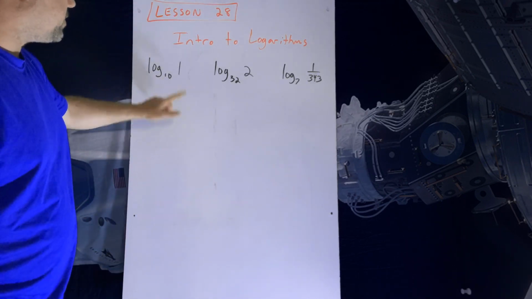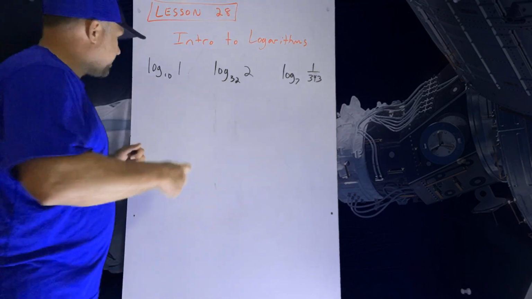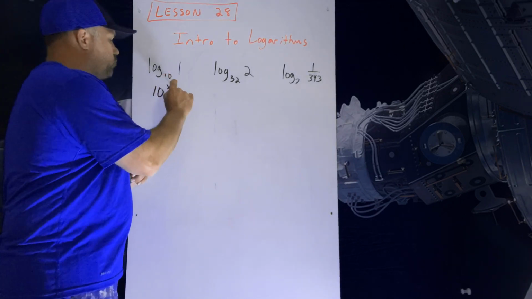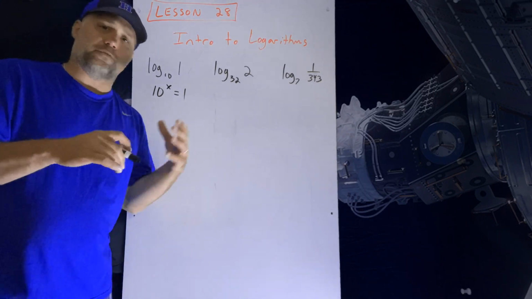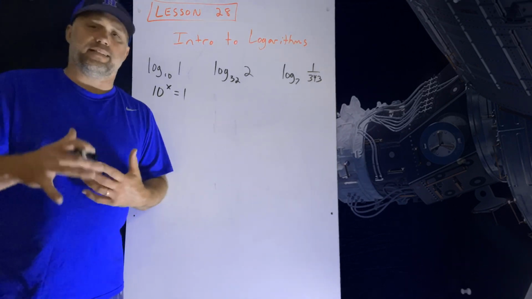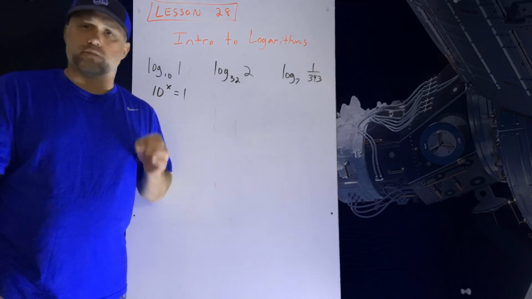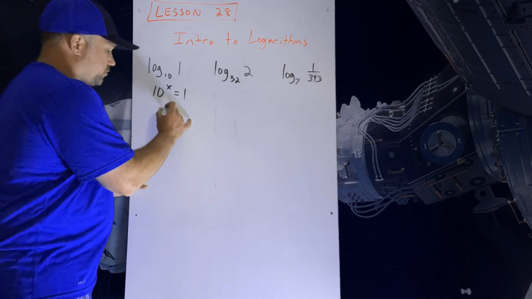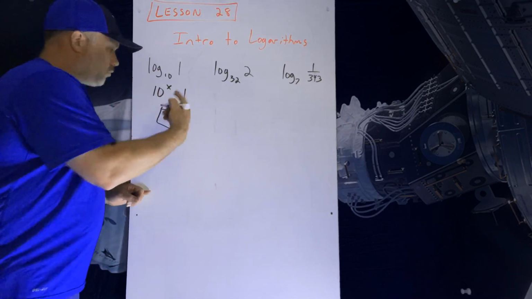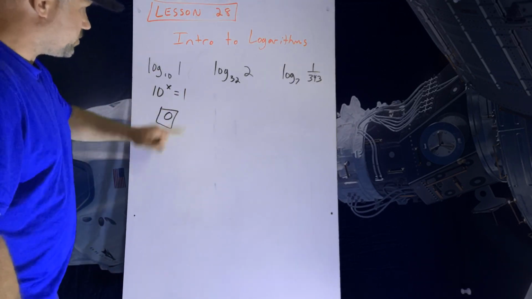First one, log base 10 of 1. That's telling us 10 raised to what power gives us 1. You should be able to know that just from the stuff we've done previously, that anytime you raise a number to the 0 power, the result is 1. So this is telling us the answer is going to be 0. X equals 0, or log base 10 of 1 is 0, because 10 to the 0 is 1.